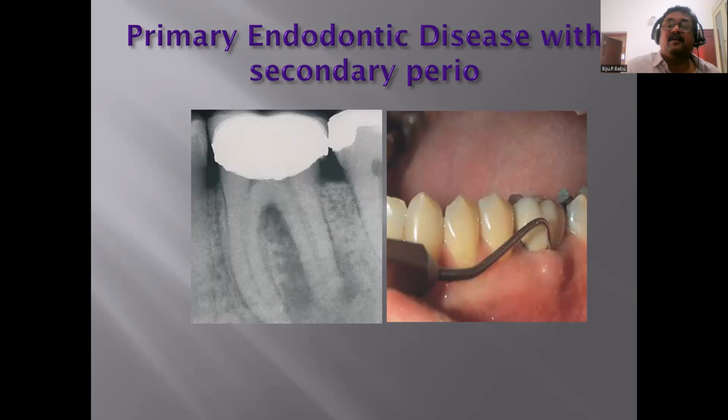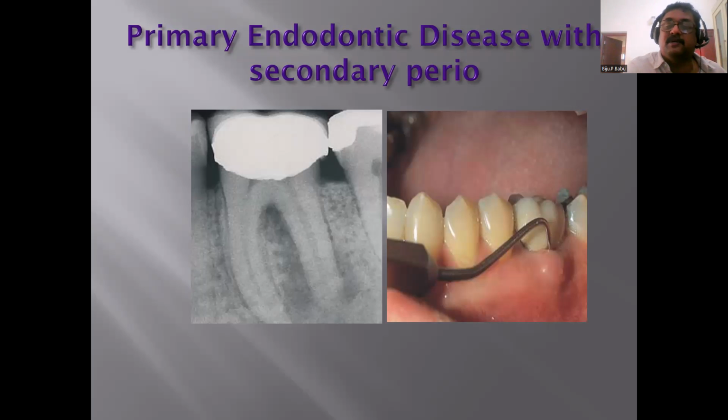Now, in a primary endodontic disease with secondary perio, in this X-ray you can see the tooth has a large restoration or a crown over it. There is a periapical lesion around the apex of the distal root. This periapical lesion has progressed into a clinical periodontal abscess on the buccal side of the tooth. So when you probe it, you find a localized pocket on the buccal surface.